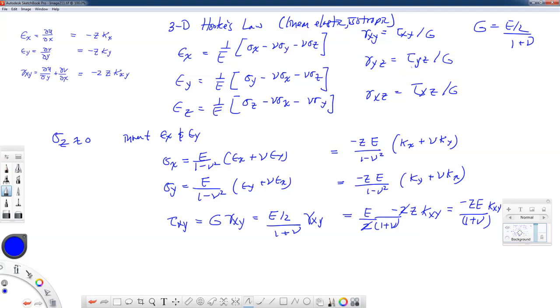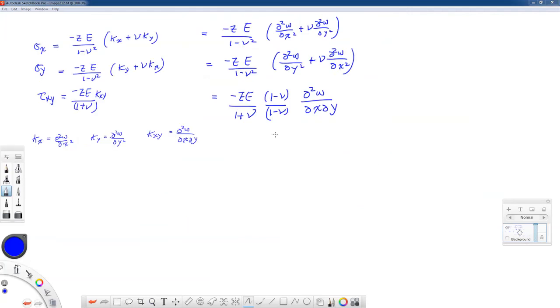We can even write these in terms of these partial differential equations that we had for w. And let's go ahead and do that. So in terms of the second partial derivatives, because we know that we can write these curvature terms in terms of those, we can write our stresses in terms of the second partial derivatives as well. So we have minus z E over 1 minus nu squared, second partial of w with respect to x squared, plus nu, second partial of w with respect to y twice. Likewise for sigma y.